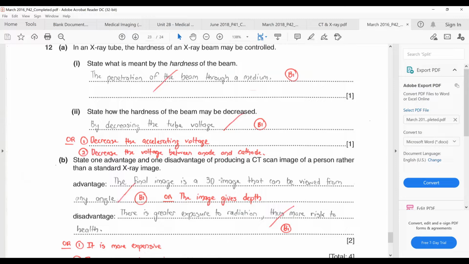Okay, because each slice you have to scan by slices. Each slice would take at least 4 exposures. So you multiply that by the number of slices you have, you can imagine there's actually a lot. So there's greater exposure to radiation, therefore more risk to health. Okay, so that one is fine. Then you can move on to the other one. The next one you can do is page 30. Now have a look at page 30.